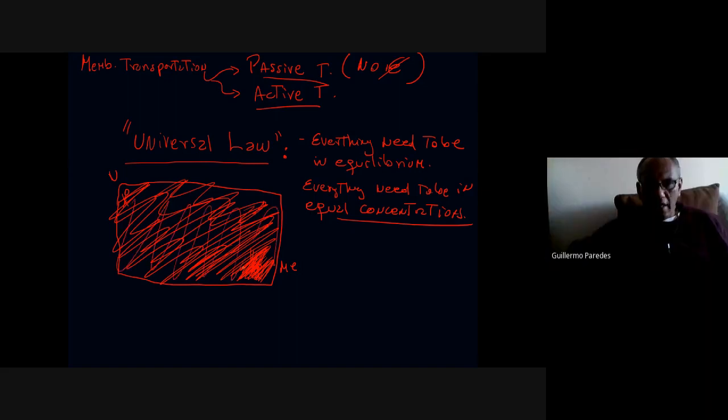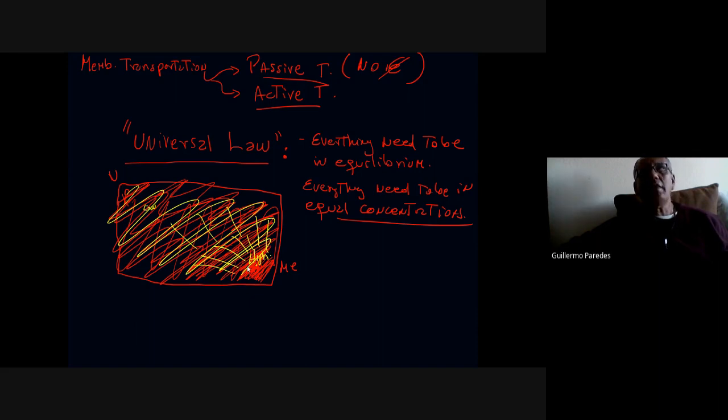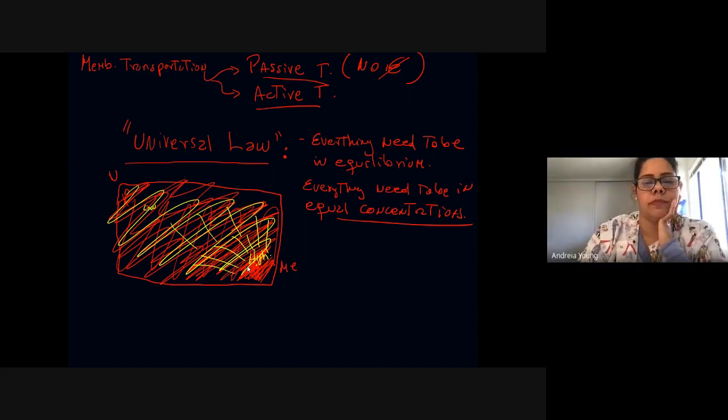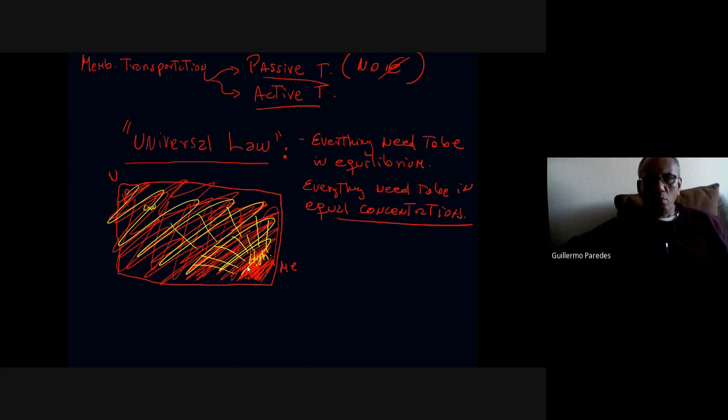So that means that at the beginning of the situation, I had a high concentration of smoke, but here we have a low concentration. That's why the smoke starts going from high concentration to low concentration. At the end, all the room is going to have an equal concentration of smoke. You okay with that? So let's read now. Universal law: everything needs to be in equilibrium. Another way to say it, everything needs to be in equal concentrations. We okay with that? That is the principle that we are going to use for membrane transportation.